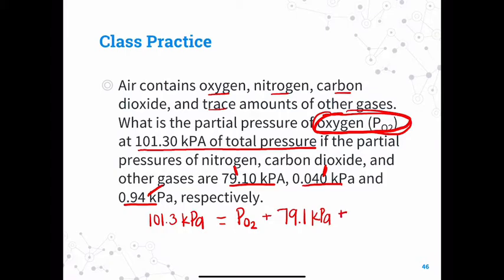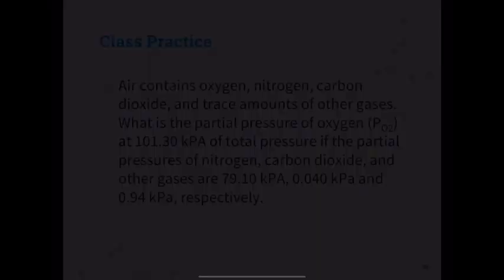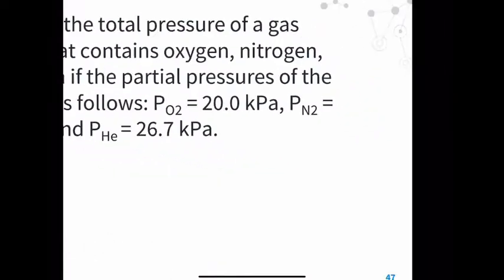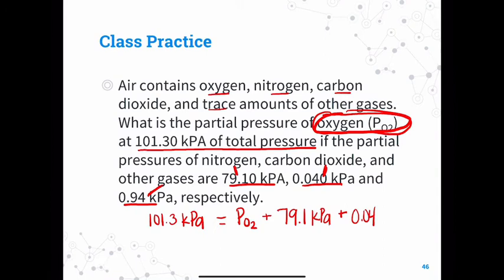The carbon dioxide is 0.04 kPa. And the other gases is 0.94 kPa. Okay? And so basically all we have to do is solve for O2. You're going to add these numbers up and subtract them from 101.3 kPa.